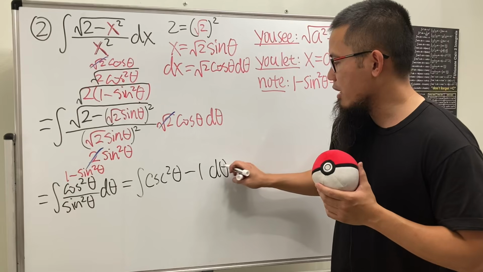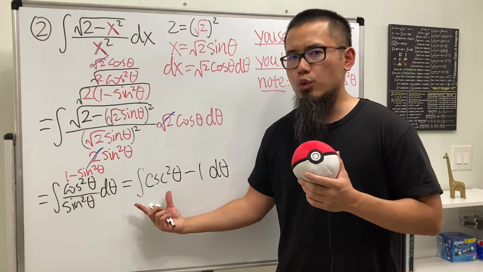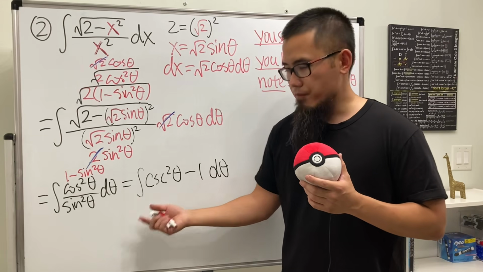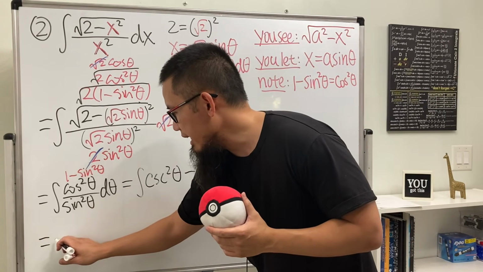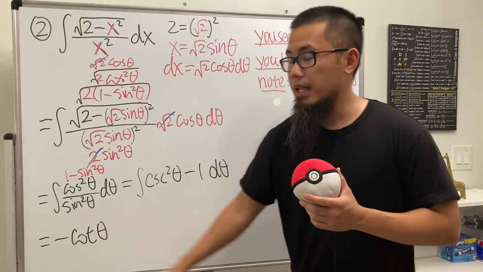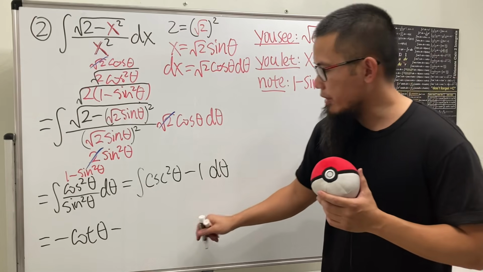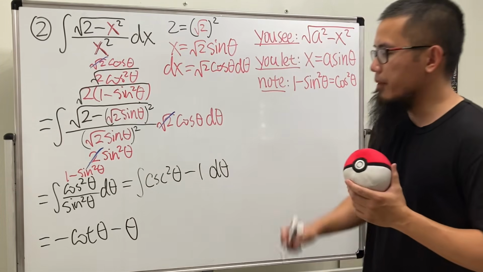Again, we are in the theta world like this. Now, what's the integral of cosecant square theta? Well, the answer for that is negative cotangent theta. And then minus 1, in the theta world, integrate that, we get theta right there.